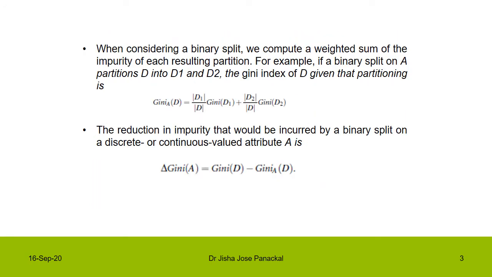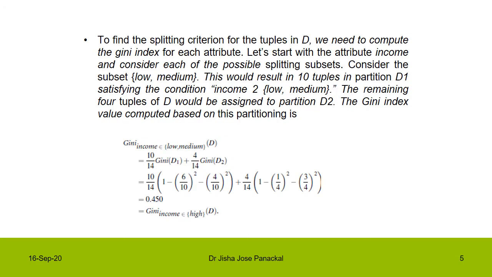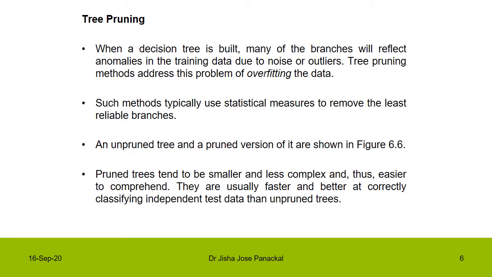Then we can calculate each Gini index value for attribute, and finally we will get a Gini index value of that particular attribute as the Gini index value of the entire data set minus the value of that particular attribute. Only the equations will change, the procedure and everything is similar. I have presented one example here also based on the same equation. You can go through all this, and finally we have to prune the tree.